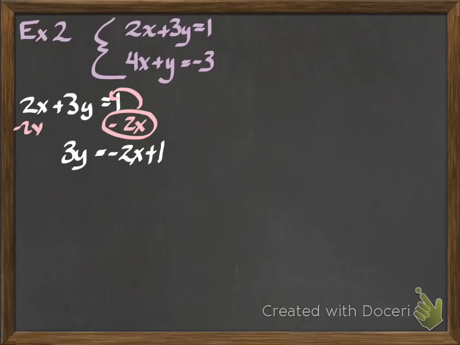Now I am going to divide by 3. I could write it all the way across, but typically we write it dividing each term, because we are going to be looking at graphing each of these. And so y equals negative 2/3 x plus 1/3.